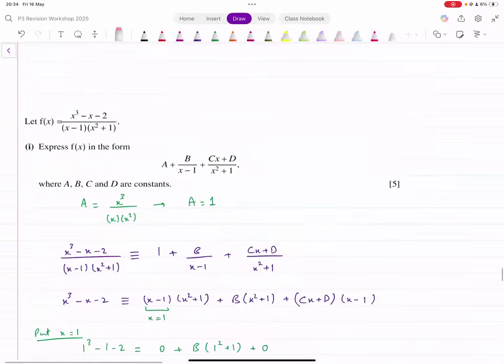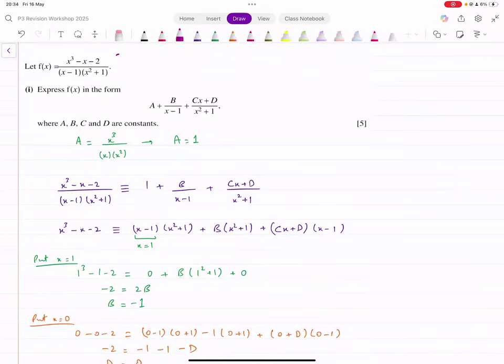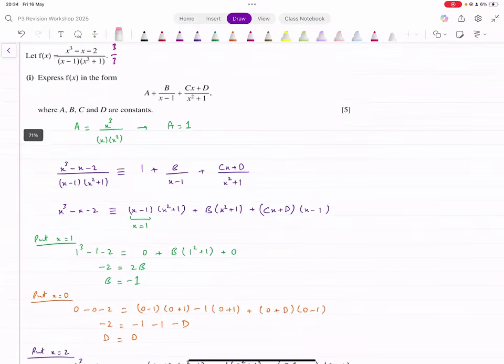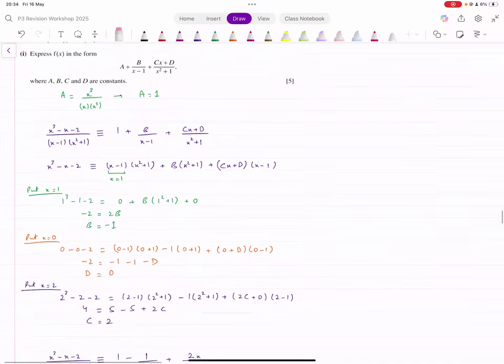This is another example. Sometimes they give you the form like this. Again, it's an improper fraction, right? Because the degree of the numerator is 3. Degree of the denominator is also 3. They have this additional constant here. We know how to find the value of that constant. That's x cubed over x cubed. In this case, a turns out to be 1. And then we follow that same process that we did before to find the values of b, c, and d. You can have a look at this here.